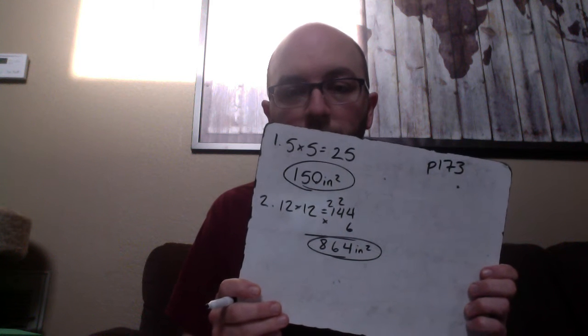Okay, number 2, same thing, but with 12. So 12 times 12 equals 144. And then there are 6 of those faces, and so times 6. 6 times 4 is 24. 6 times 4 is 24, plus 2 is 26. 6 times 1 is 6, plus 2 is 8. 864 inches squared.